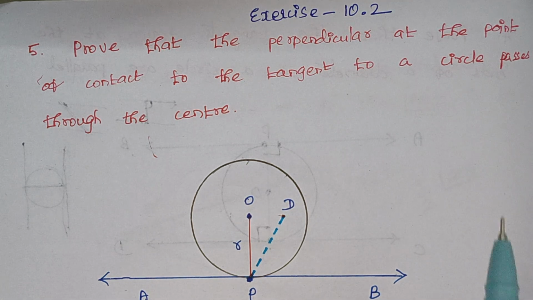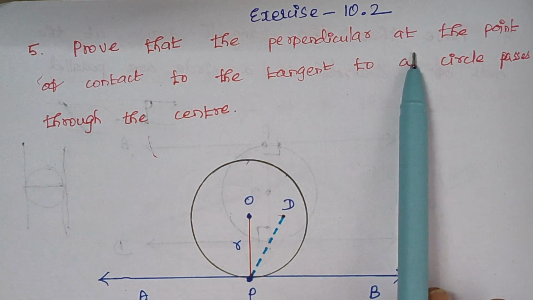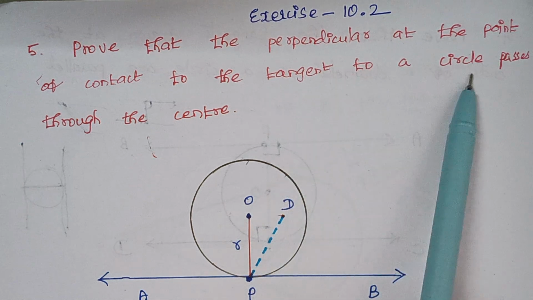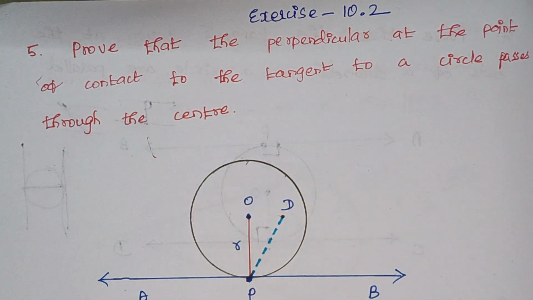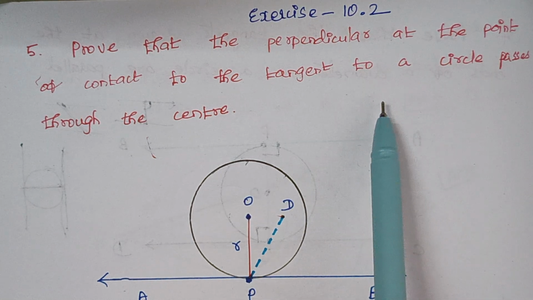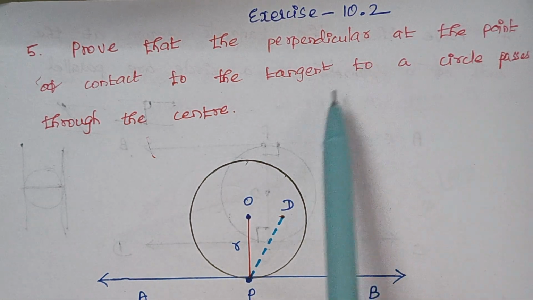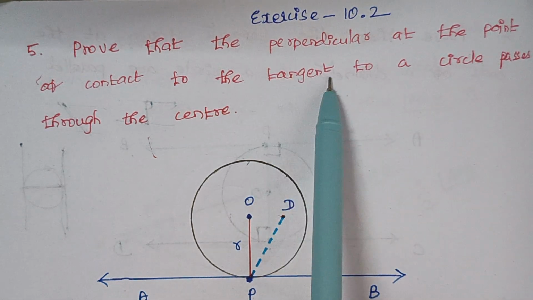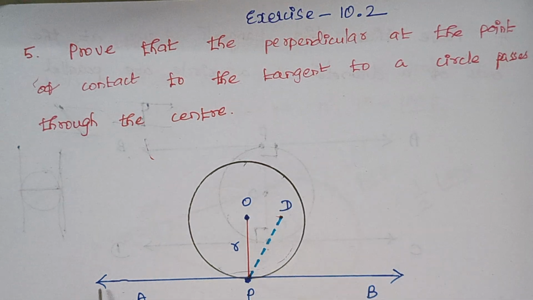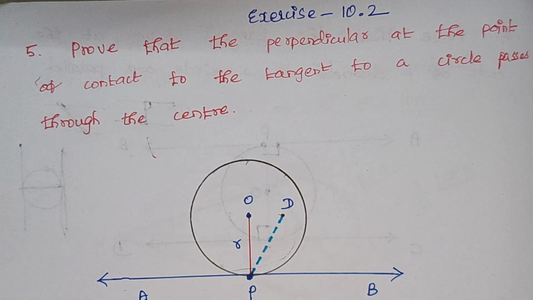Problem number 5. Prove that the perpendicular at the point of contact to the tangent to a circle passes through the center. That is, here the thing is a little bit reverse, right? Anyway, we are having a tangent and there is a circle, right? So just draw a circle and draw a tangent.